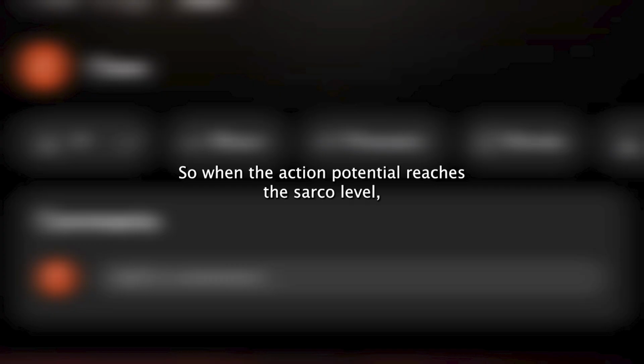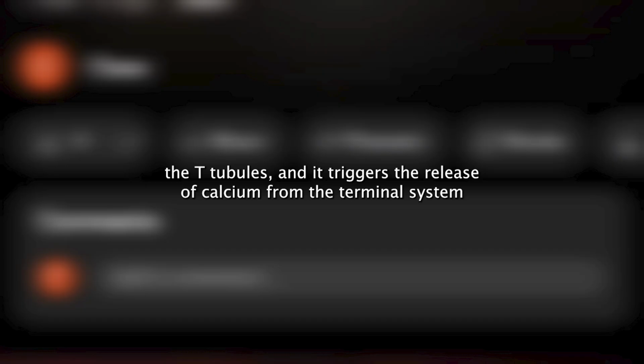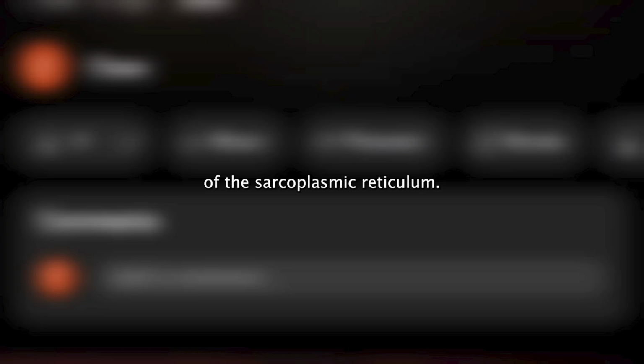So when the action potential reaches the sarcolemma, the action potential travels along the sarcolemma, down the T-tubules, and it triggers the release of calcium from the terminal cisternae of the sarcoplasmic reticulum. The contraction cycle begins when calcium binds to troponin, resulting in the exposure. Let me make this bigger, it's hard to read.